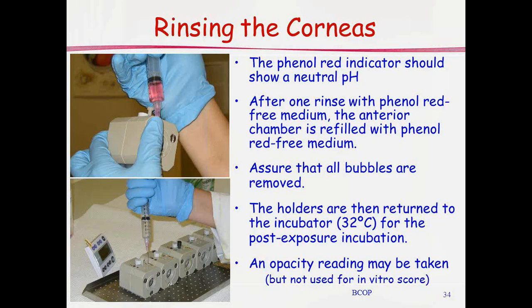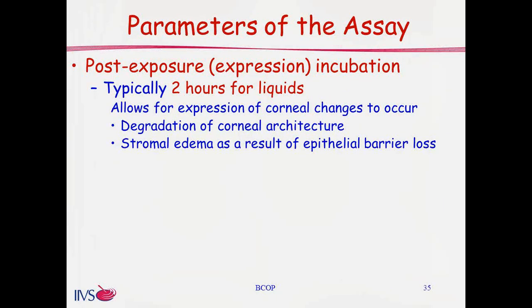The holders are then placed back into the incubator for a post-exposure incubation time. This is a period of time when changes that are not immediate in the corneas may be allowed time to express. One can take an opacity reading at this point, but this opacity value is used diagnostically to look for the time course for opacity changes, and it's not used in the calculation of the in vitro score.